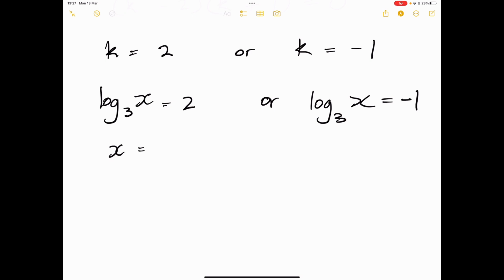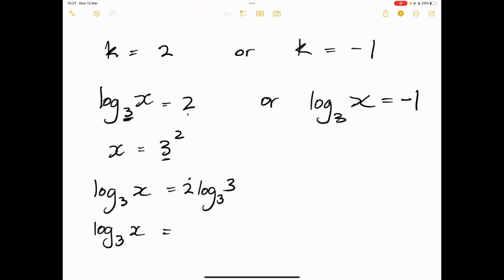So x would be equal to 3 squared, right? The base becomes the base there. If you wanted to, you could have used the similar method that we've kept using: log x is equal to, in this case, 2 log of 3 base 3. Before we drop that down, that means log base 3 of x is equal to log base 3 of 3 squared, right? Then you can drop down the logs, and so x is equal to 3 squared. Please keep that in mind.